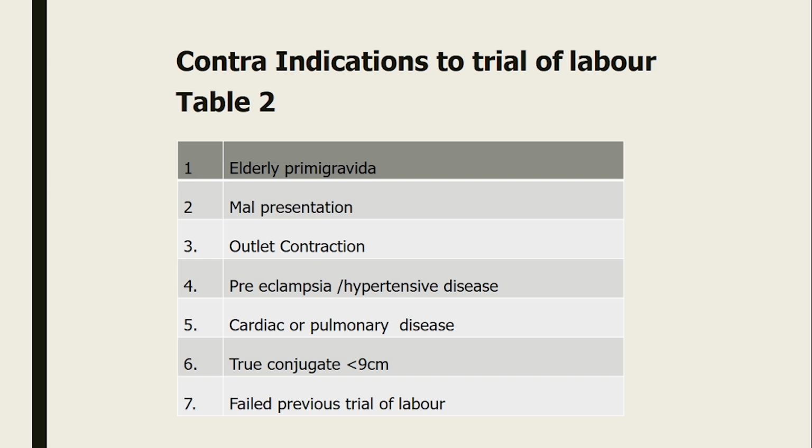Contraindications to trial of labor. Elderly primigravida is number one. Women delivering after 35 years. Do not consider trial of labor, very risky. Others are malpresentations, hypertonic contractions, preeclampsia or hypertensive disorders, cardiac or pulmonary disease, true conjugate less than 9 cm, and failed previous trial of labor.